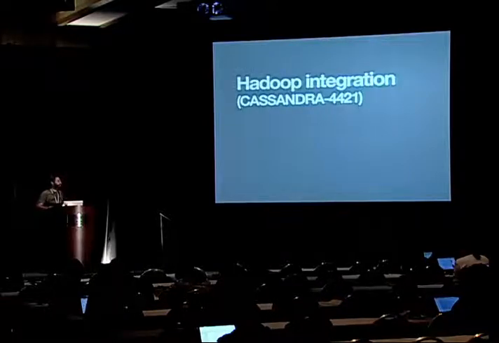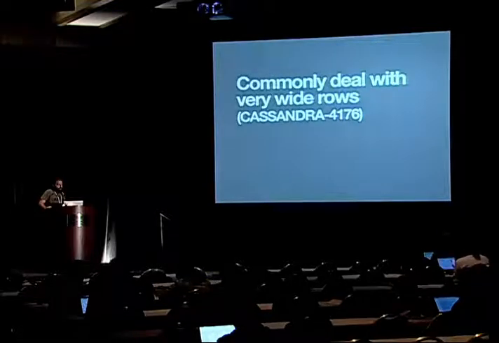Hadoop integration. All the Hadoop tools, Pig, Hive, Hadoop, can't read the CQL table definitions. 4421 is the issue for that if you want to track that. That's also open, no progress on that. If you commonly deal with really wide rows, for the same sort of reasons, there's no real benefit to using CQL because the rows aren't named. Stored procedures don't work.